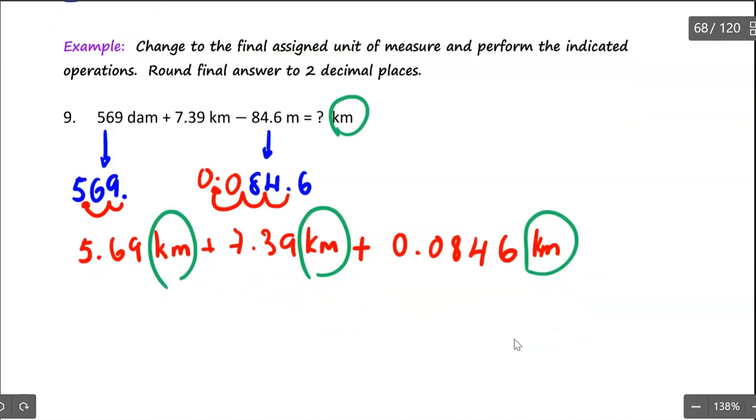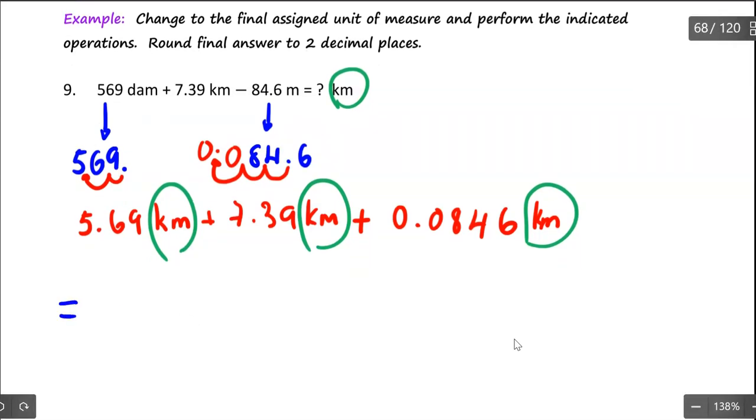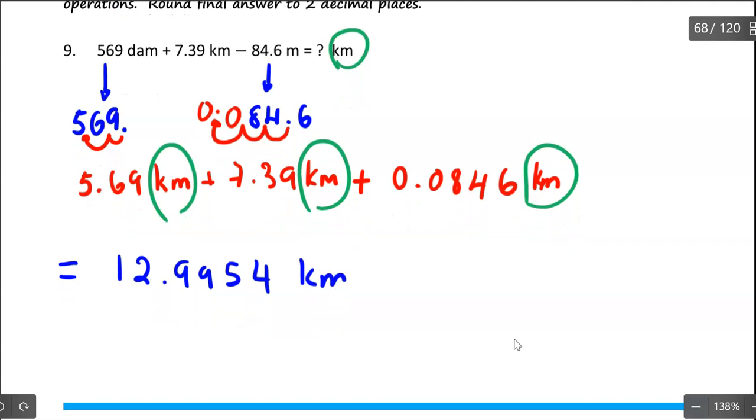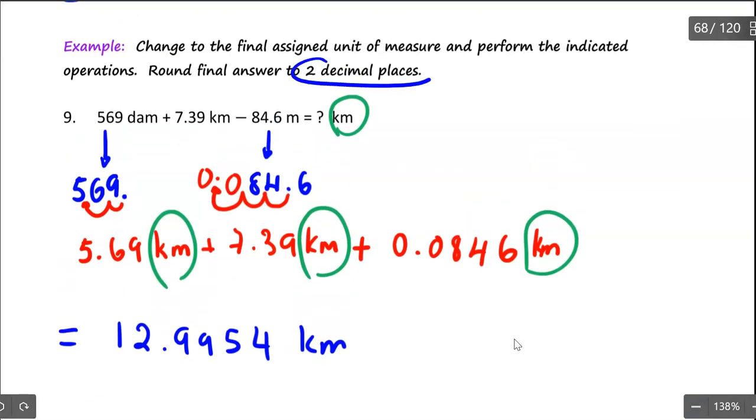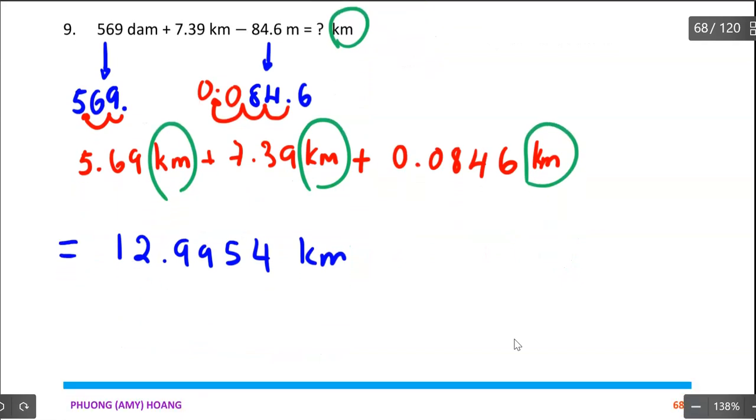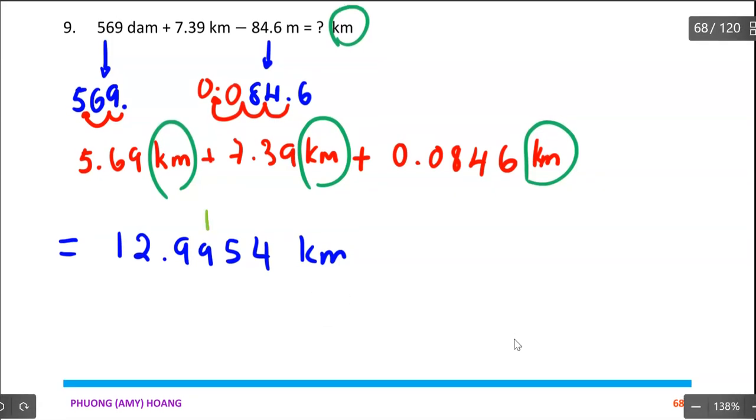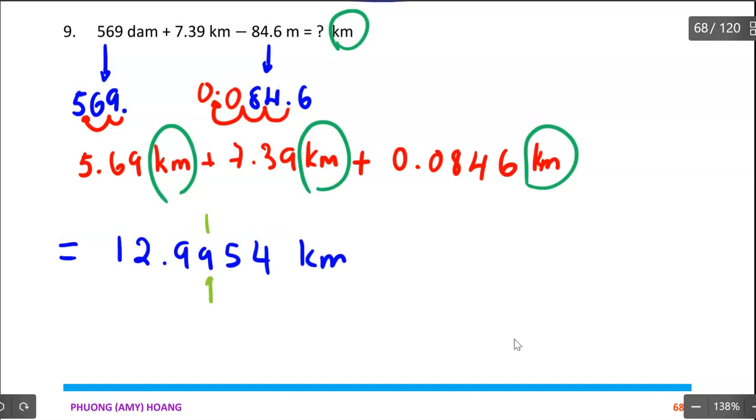So if you use a calculator, punch all of this into your calculator, you should have it equal to 12.9954. Don't forget to write kilometers. And after this, they ask us to round the answer to 2 decimal places. Then rounding to 2 decimal places, I would like everyone to pay attention to this operation here. So that means you are going to round number 9, right? Number 9 is the one that you have to round.